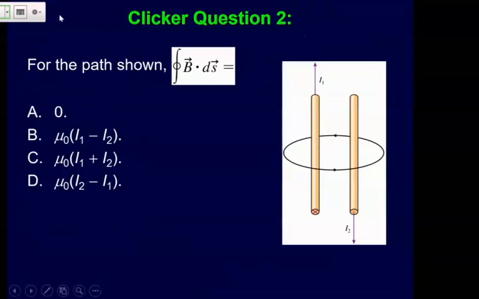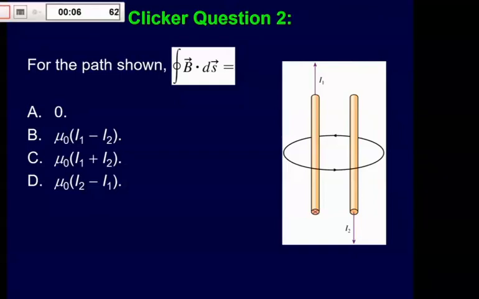So let's do the other one from last night. This one's a more conceptual picture of this idea of what Ampere's law is. And so let's see what we get. So for the path shown, B dot ds is equal to what? So let's discuss this and see what you think.